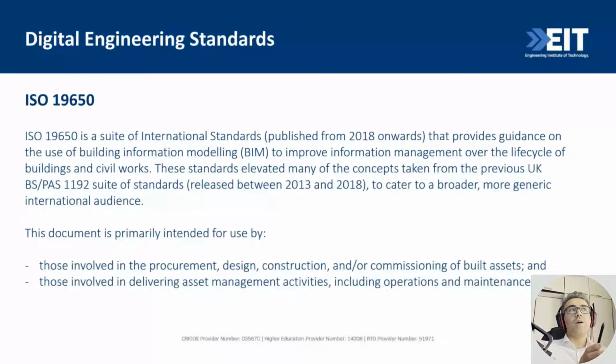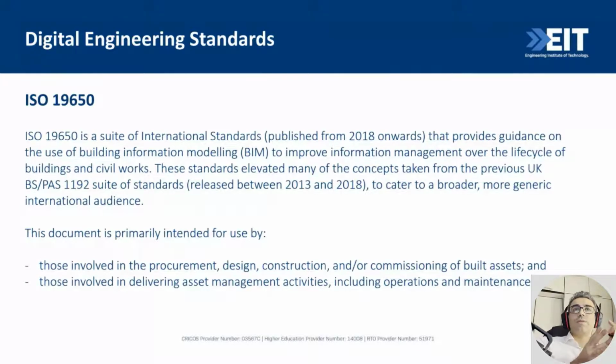As we discussed previously, the well-known international standard for BIM was ISO 19650. ISO 19650 was and still is a suitable international standard for BIM modeling, and it also improves information management over the life cycle of building and civil works. By the way, we know the background of ISO 19650 was the UK BS PAS 1192, so it is based on the fundamental structure of that.